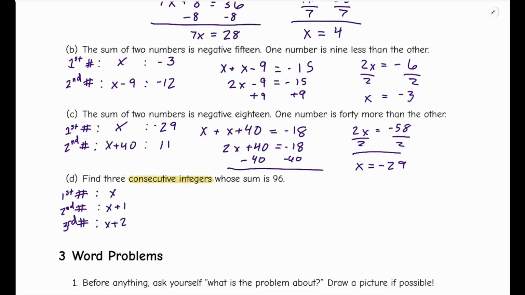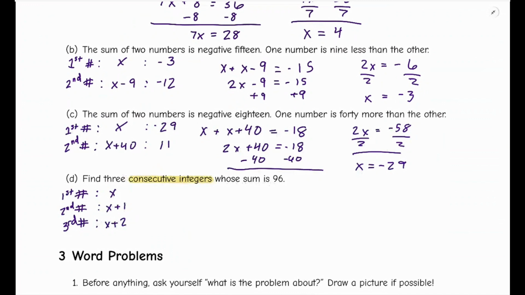One thing to keep in mind is sometimes they'll say consecutive even integers or consecutive odd integers. In those cases, you would go x plus 2 and x plus 4, because even integers are 2 apart, but so are odd integers. They're also 2 apart. Just take two consecutive odd numbers, 7 and 9. They're 2 apart. So just keep that in mind. If it has the word even or odd, you will be skipping by 2, not by 1.